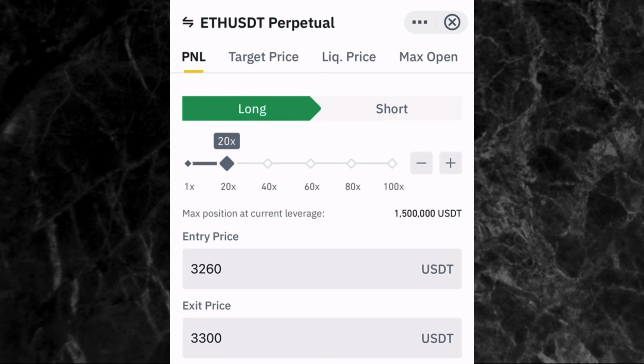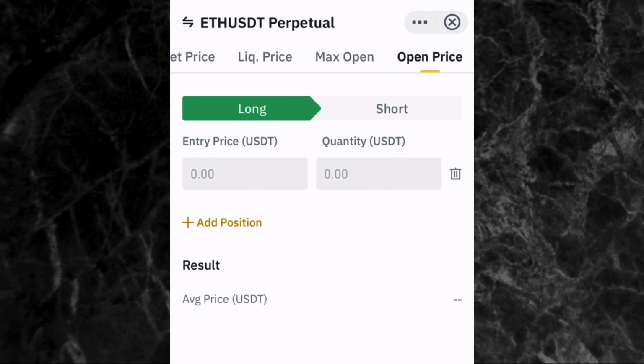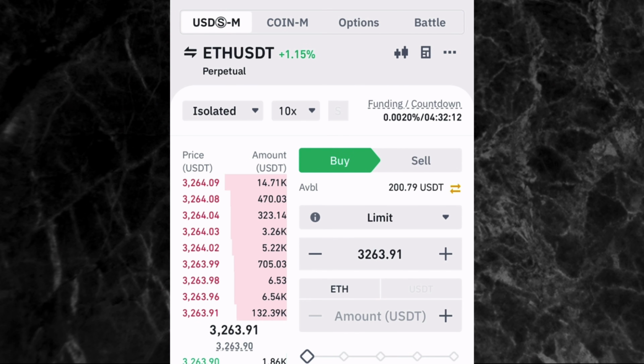It's also the same strategy to calculate your target price. For target price, just pick your leverage, enter your entry price, enter your ROE, that's the percentage you wish to make. If it's 10%, enter 10%, and it's going to be showing you the target price that you should take your profit. And you can also calculate for liquid price, max open, open price, and so on. I don't want to do all of this because it will actually make this video too long. So let's go back. So that's how you can use the calculator icon, and it is very, very useful.